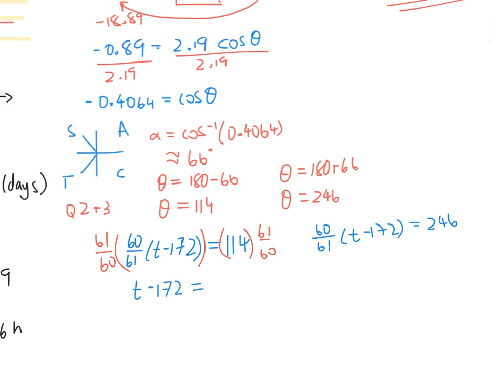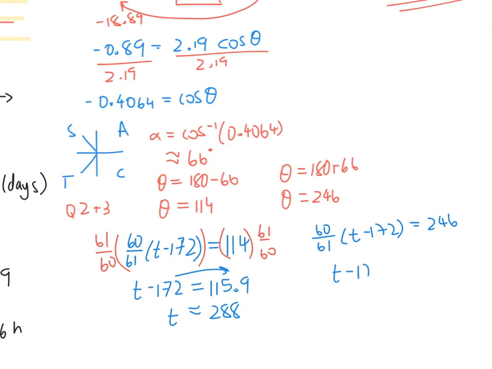I'm left with t minus 172 on the left, and on the right, I'm left with 115.9. And now our final step is to just bring that 172 over by turning it into addition, and we get approximately 287.9, which we're just going to round to 288 days. And then I'll do the same thing on the right.